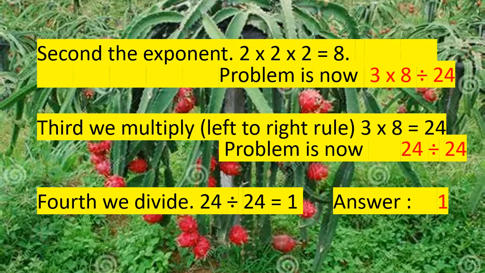Second, we do the exponent. 2 times 2 times 2 equals 8. So the problem now looks like 3 times 8 divided by 24. Third, we multiply. Because of the left to right rule, we do this before the division. So 3 times 8 equals 24. So the problem is now 24 divided by 24. And fourth and last, we divide 24 by 24, and the answer is 1.